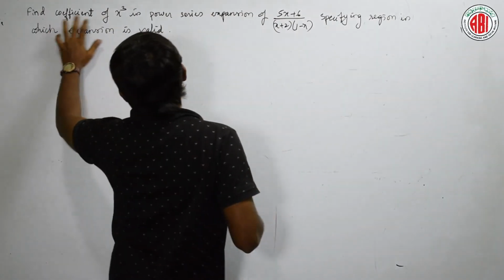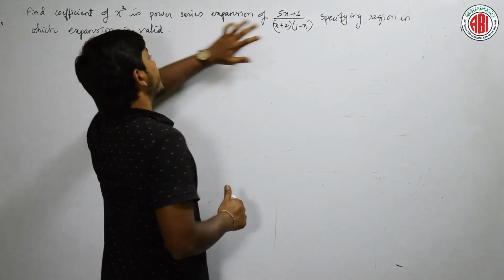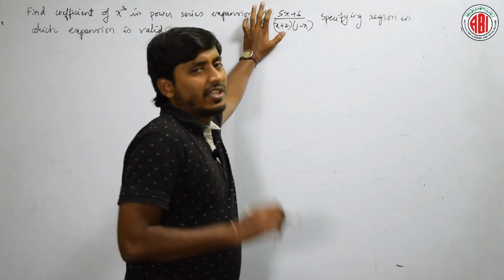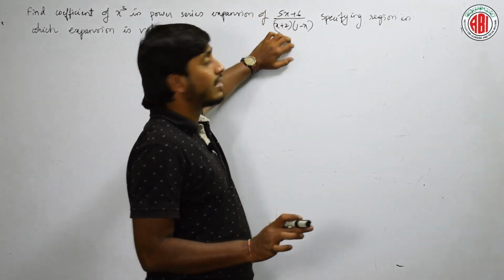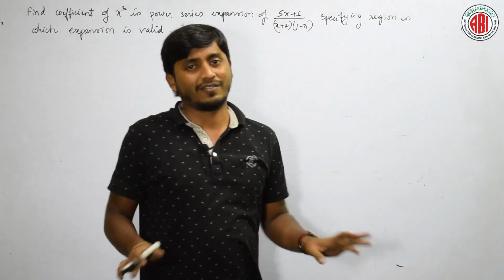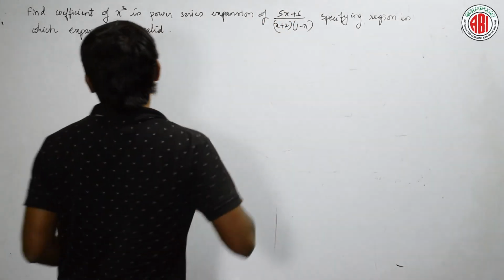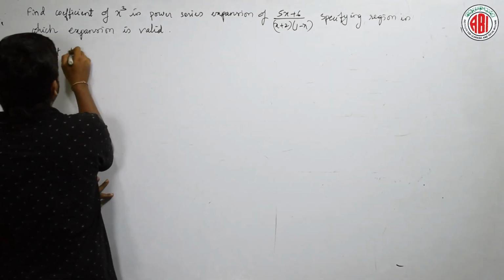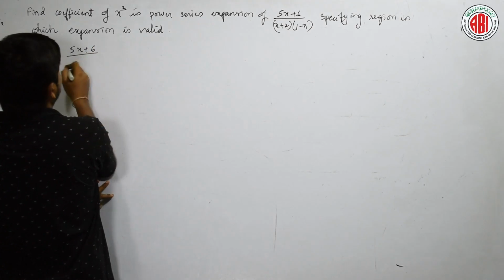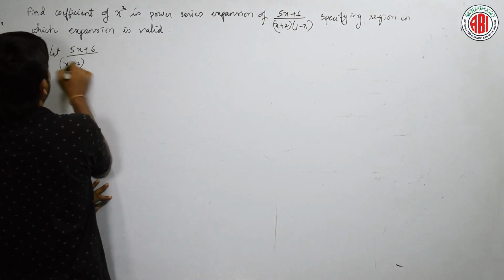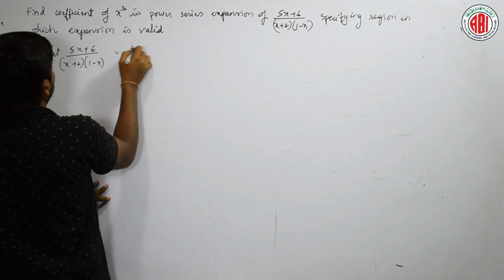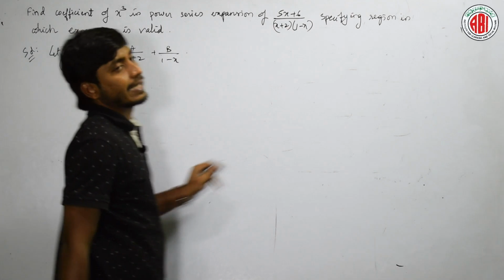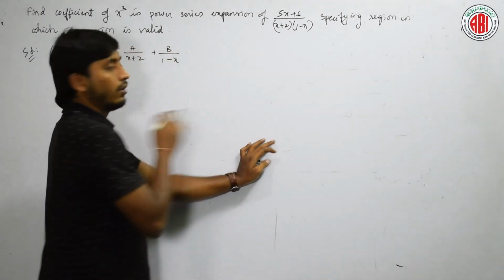Look at the next question here. He is asking us to find the coefficient of x cube in the power series expansion of this term. Whether you know or you do not know, this is a fraction, so we can do partial fractions. First do that, then we will discuss the question. Let 5x plus 6 by (x plus 2)(1 minus x) equal a by x plus 2 plus b by 1 minus x, isn't it? So, let us solve it.